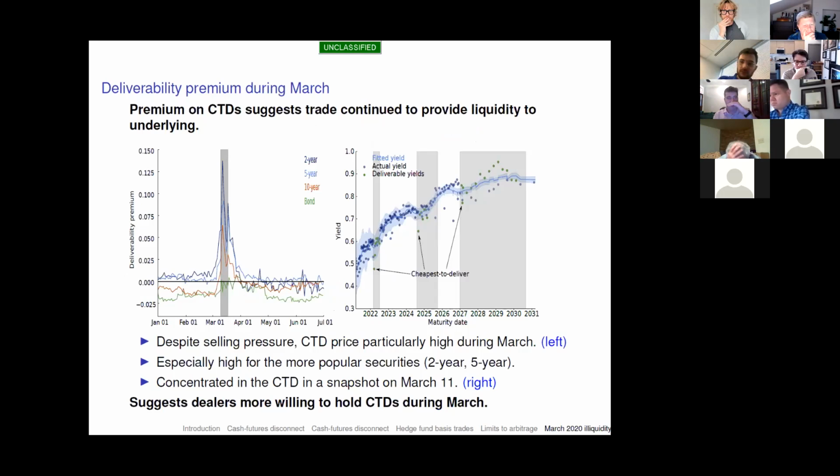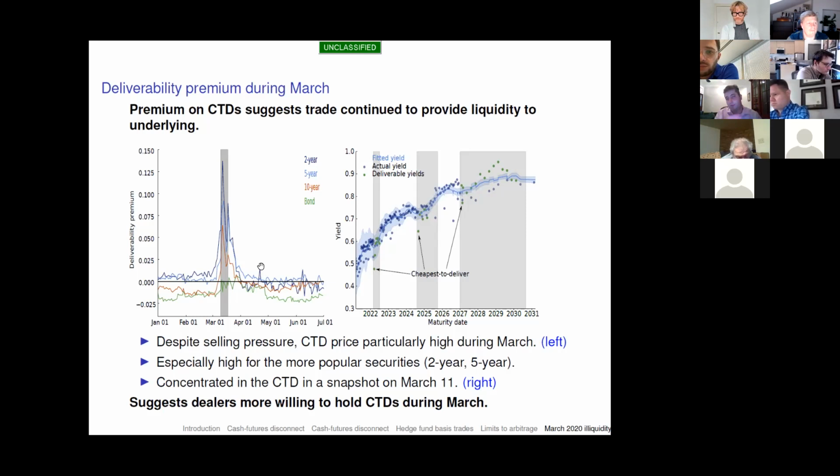So what we're showing you in this slide is that same deliverability premium on the cheapest to deliver during March. If you were thinking that hedge funds are selling a bunch of these and overwhelming dealers, we'd expect that the price of the cheapest to deliver should fall relative to other treasuries. Instead, it actually rose, which is consistent with the general liquidity premium it earns. And we can see that this happened across different futures contracts.